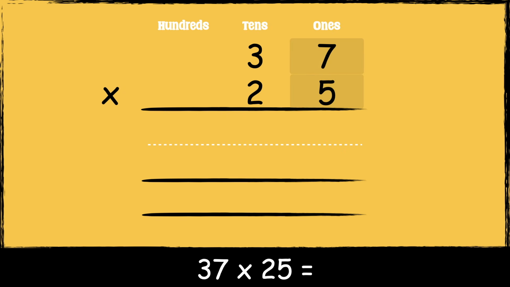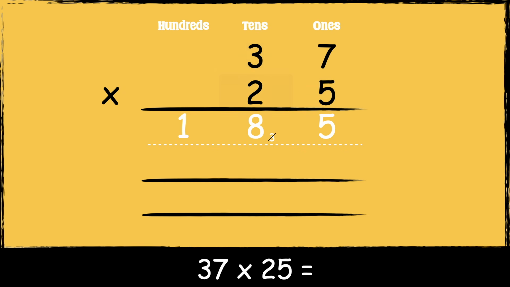5 times 7 is 35. We carry the 3 below in the tens column, as it represents 3 tens. Then we can multiply 5 by 3 tens. So 5 times 3 is 15. We need to add the 3 tens below, so 15 add 3 is 18.